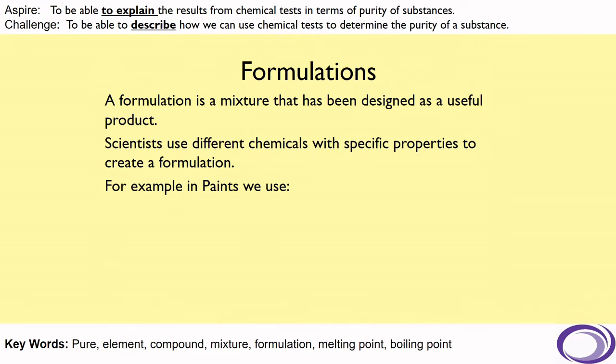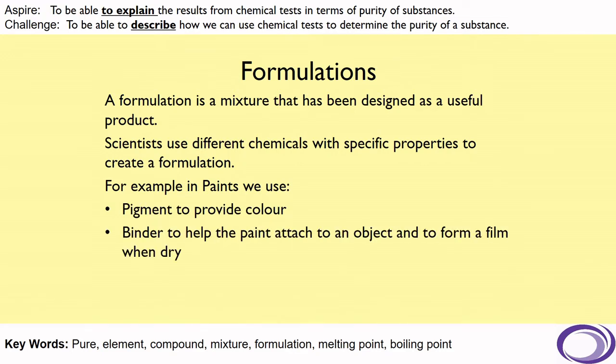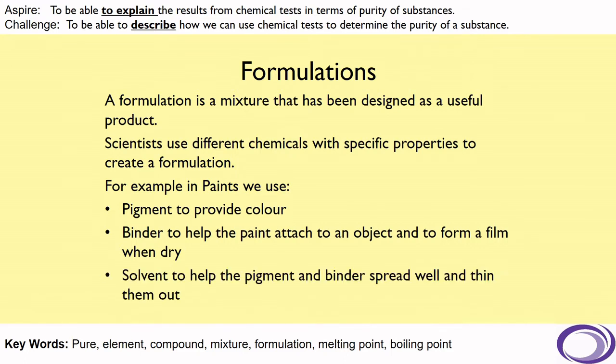For example, paint. In paint, we use pigment to provide colour. We use a binder to help the paint attach to an object and form a film when dry. And we also use a solvent to help the pigment and binder spread well and thin them out. The solvent will also be what evaporates away from that paint and leave the pigment and the binder on the wall.